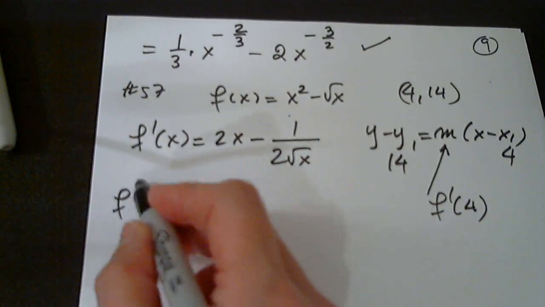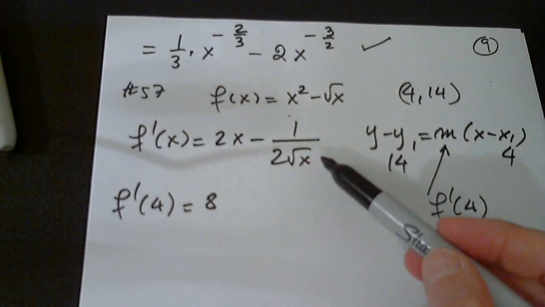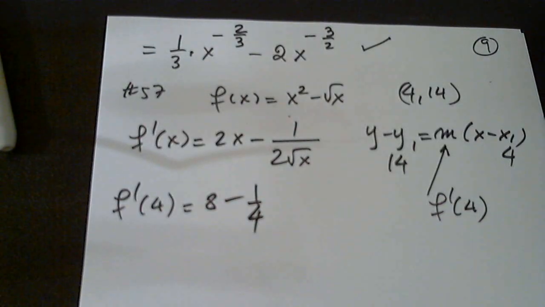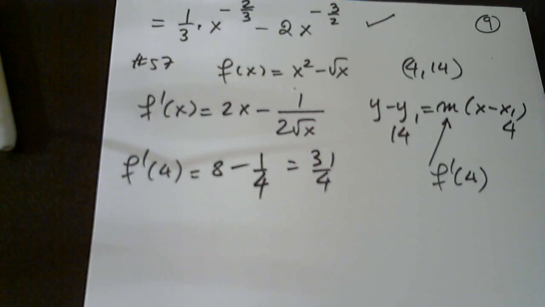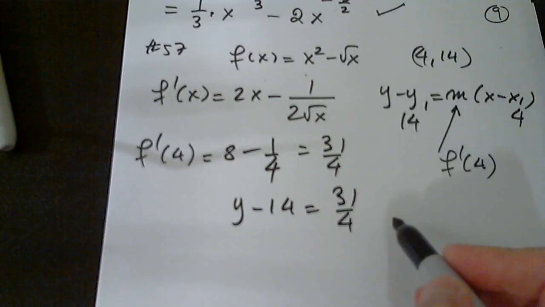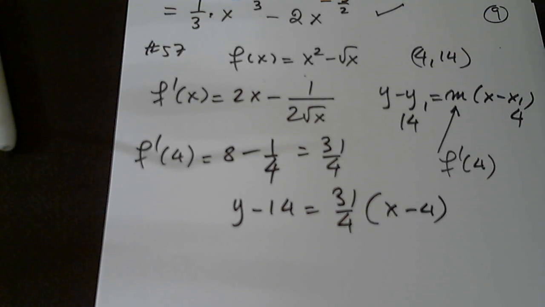I only have to evaluate f prime at 4. 4 times 2 is 8. The square root of 4 is 2, minus 1/4. 31 over 4. So y minus 14 equals 31/4 times x minus 4. It's not finished, but let's stop for a moment and see if you have questions. Is this okay?